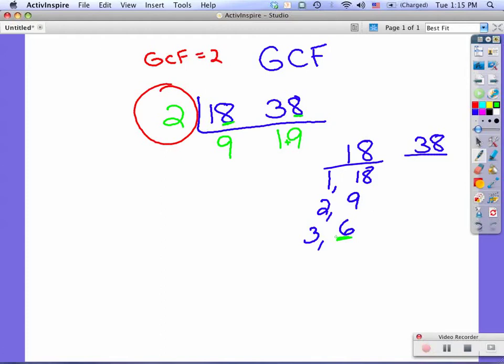Let's try another one. 1 and 38. 2 and 19. Does 3 go into it? 8 plus 3 is 11. Does 3 go into 11? Nope. Does 4 go into it? Nope. Closest we can get is 36. 5? Nope. It doesn't end in a 5.